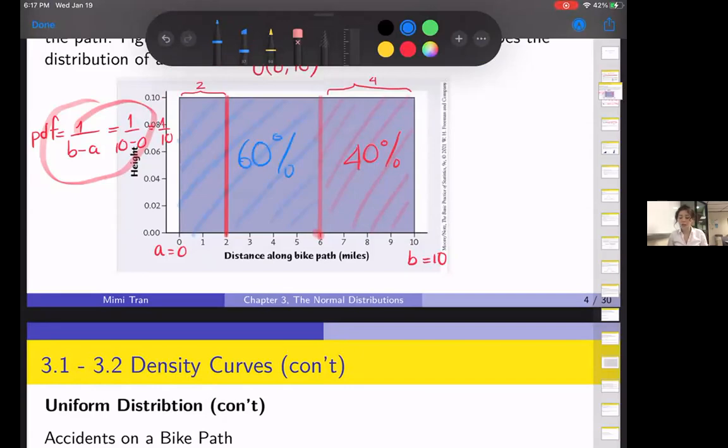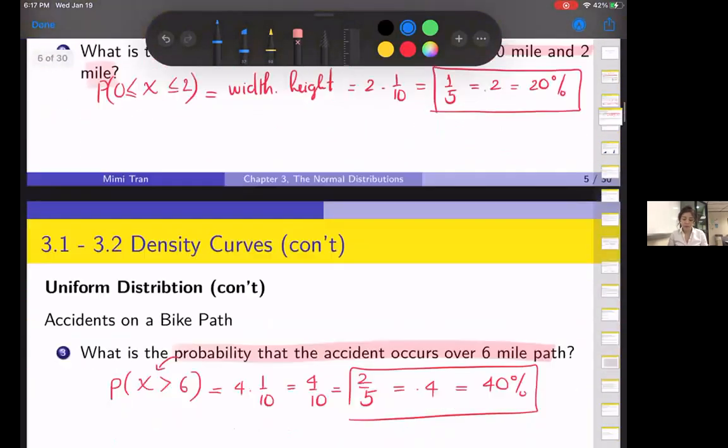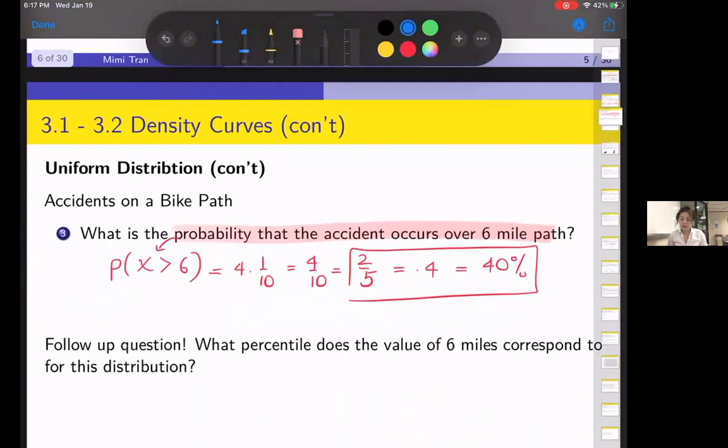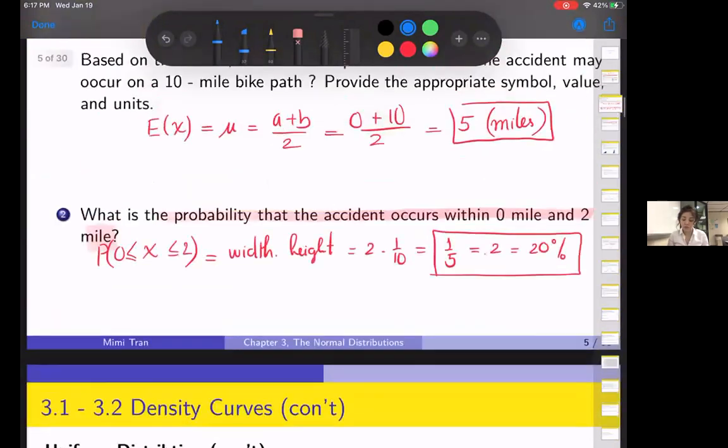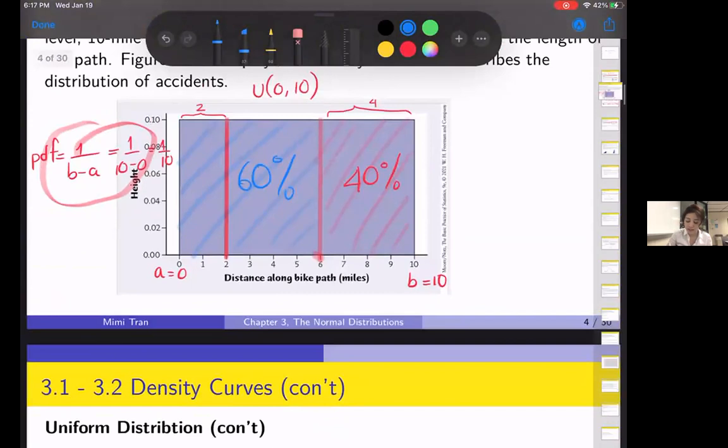All right, follow-up question. What percentile does the value of 6 mile correspond to for this distribution? So what they're asking you is at 6 mile, what percentile is it corresponding to?